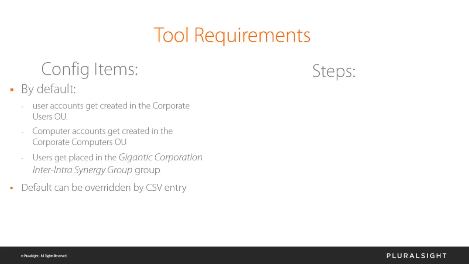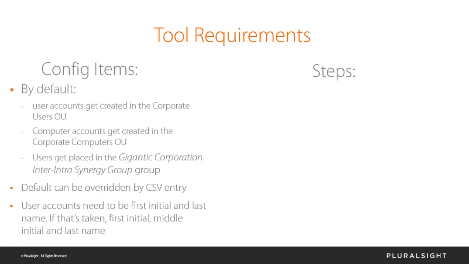You cover the situation that applies 90% of the time. Like, 90% of the time we have an OU that we put users in. We have an OU that we put computers in. We have a group that we put things in. 90% of the time, that's good. So automatically, without typing anything extra, we can take all that off the table. And then after that, we use parameters to override that default. And in this instance, we'll override that by what's in a CSV file.